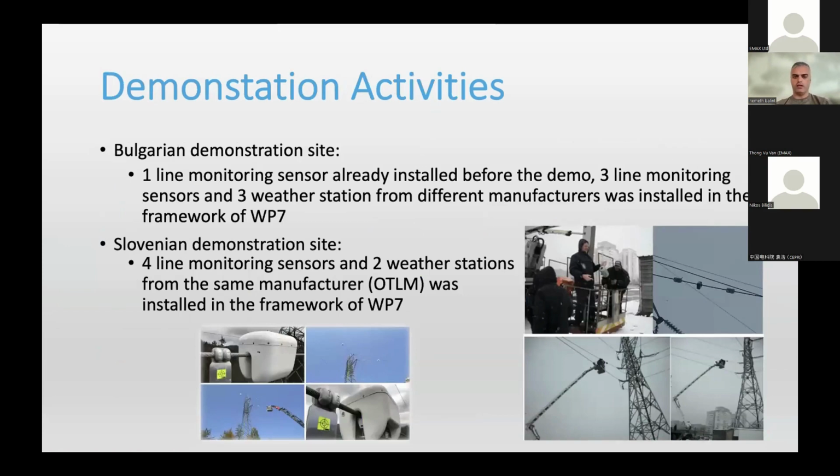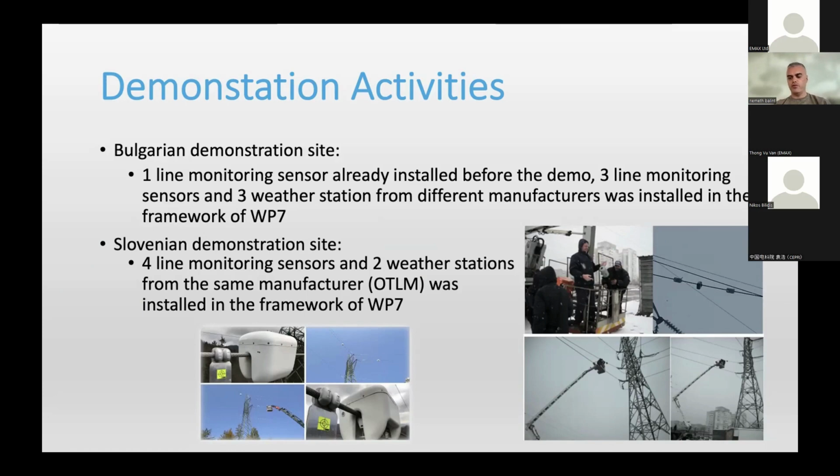As I mentioned, we had 2 areas in 2 countries. One was in Bulgaria, supported by the University of Bulgaria and also the TSO of Bulgaria. One line was monitored, and that monitoring was already installed. During the project, we also implemented 3 other different kinds of monitoring sensors, so altogether 4 different sensors. The idea was that in the 2 different countries, we would like to use the DLR for testing the sensors themselves from different points of view.